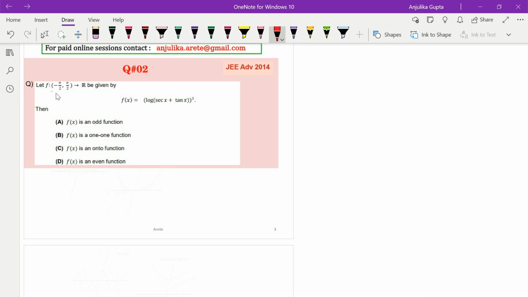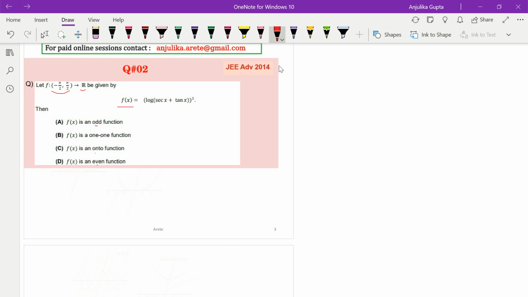to you is this function with this domain, and this is the codomain, the complete real line. And the function is defined like this. Now they are asking you whether the function is odd, whether it is even, one-one or onto. So we have to check it one by one. Okay, let's focus on whether it's odd or even.